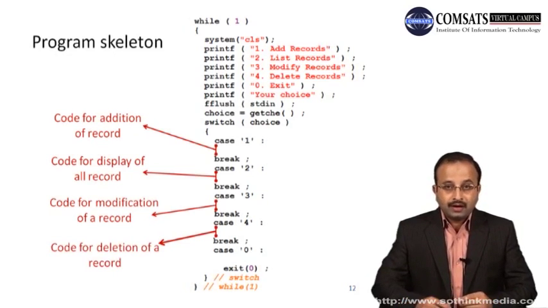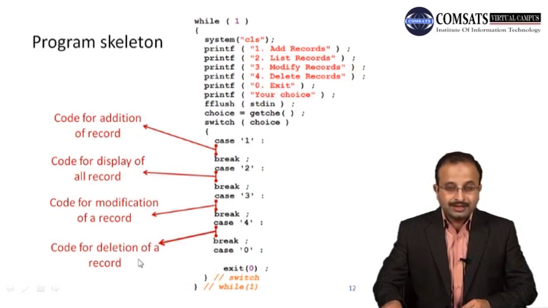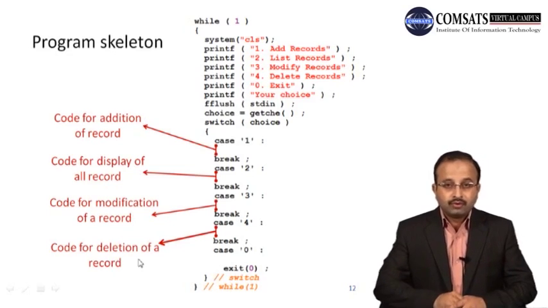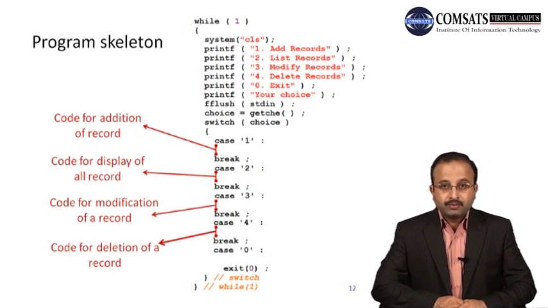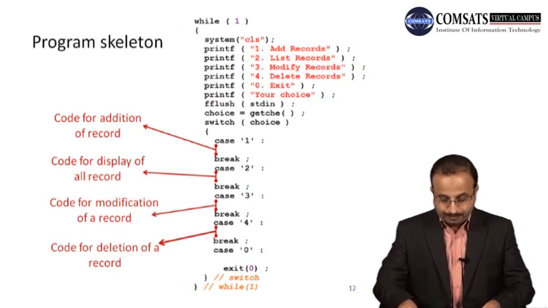Now we will fill out one by one the code of addition, then display, then modification, and then deletion. Then we will go to the complete program, run it and see the desired output. हम तमाम functions को देखेंगे क्या वो सही तरह से काम कर रहे हैं या नहीं कर रहे हैं.